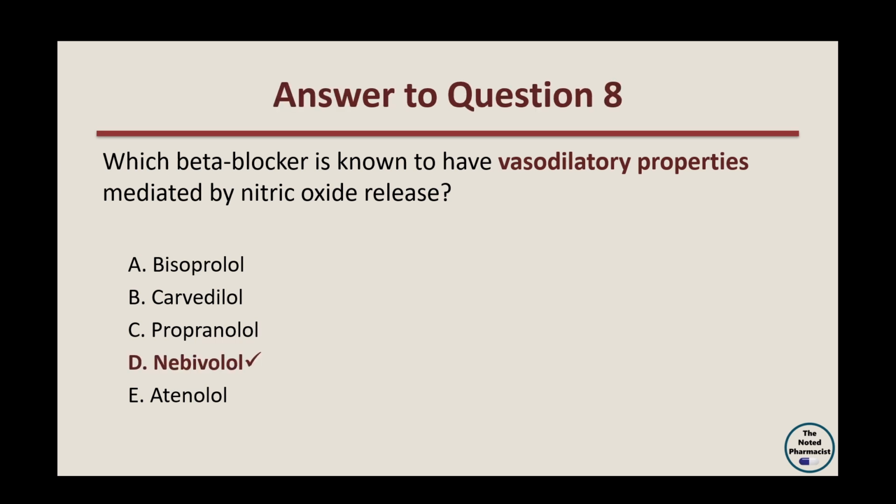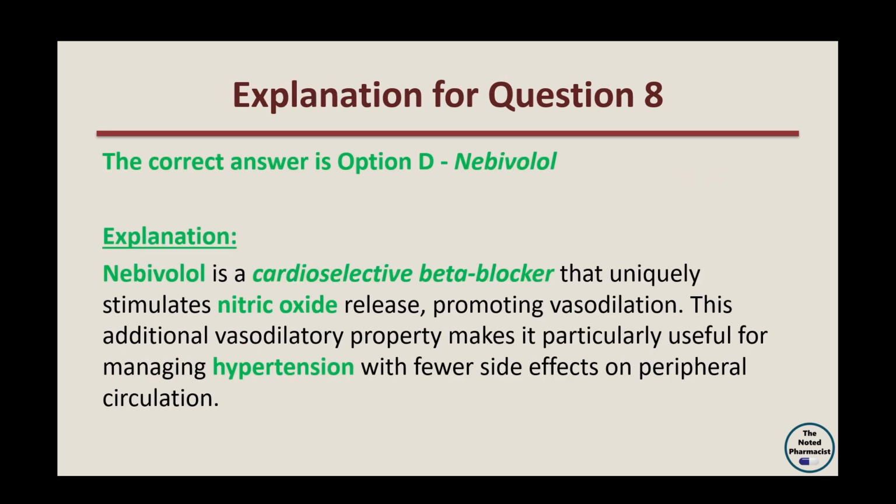The correct answer is option D, nebivolol. The explanation is as follows. Nebivolol is a cardioselective beta blocker that uniquely stimulates nitric oxide release, promoting vasodilation. This additional vasodilatory property makes it particularly useful for managing hypertension with fewer side effects on peripheral circulation.